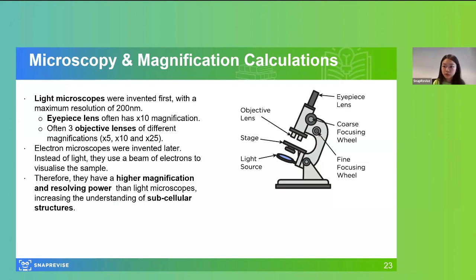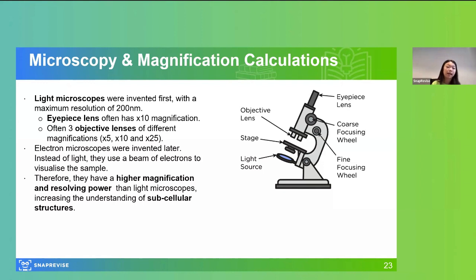I believe the ones that you use at school are light microscopes. You need to know that they were invented first. They have a maximum resolution of 200 nanometers. And knowing the structure, on the side you can see a diagram. You need to know each of those individual parts of the microscope.